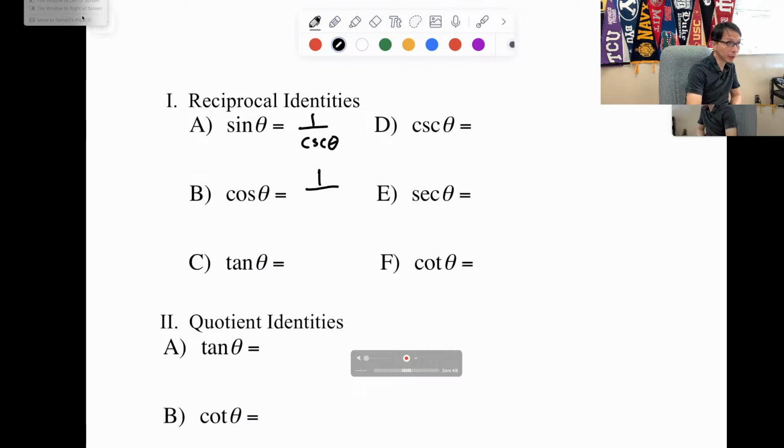Leah, what's cosine? Michaela, what's cosine? 1 over what? Good. Tangent is 1 over what? Matthew, sorry. Good. Ava, what's cosecant theta? Good.